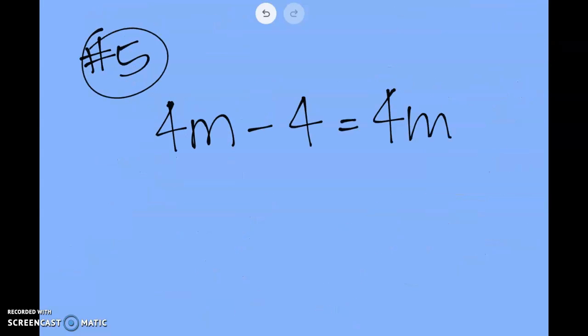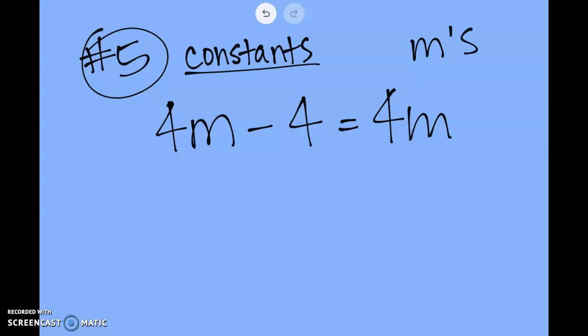Next, we're going to take a look at number 5. I already have my constants over on the left side, and there are no constants on the right side. So we're going to group all of our constants over here. Remember, those are numbers without variables. We're going to group all of our m's over here on the right side.